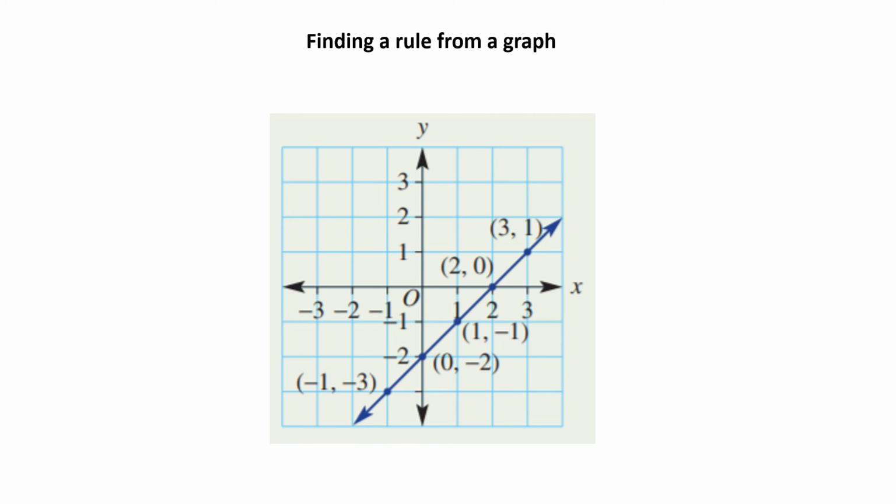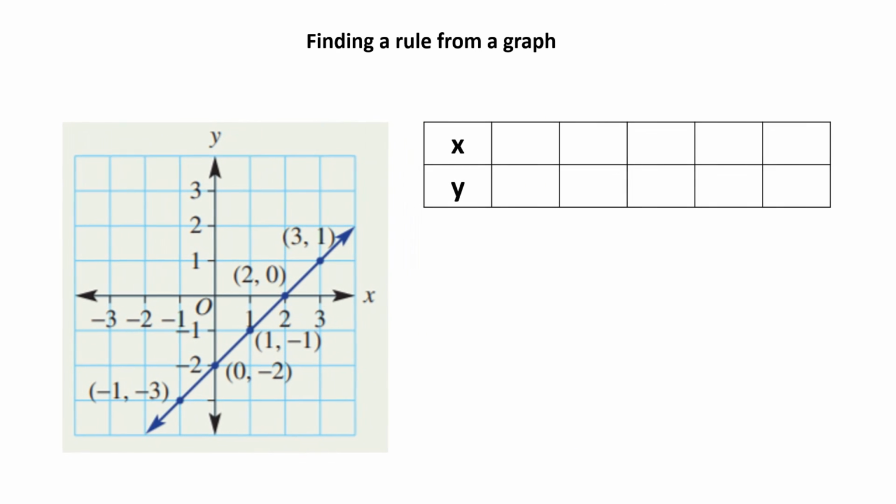All right, so we're looking at finding the rule from a graph. As you can see, I've got a graph here. I've got some points plotted and stuff. So what we want to do is our first option is to construct a table using the points given.